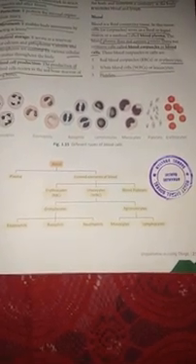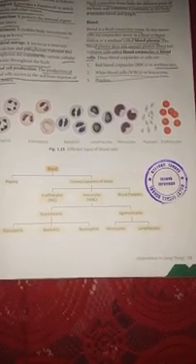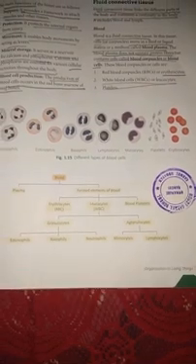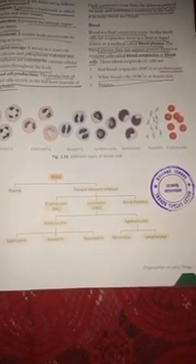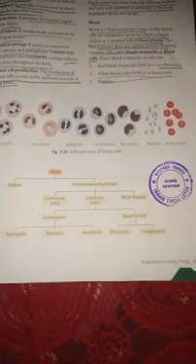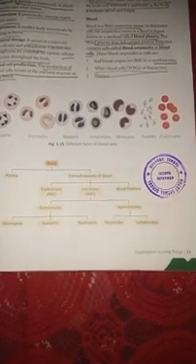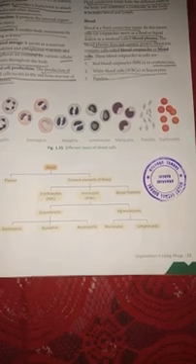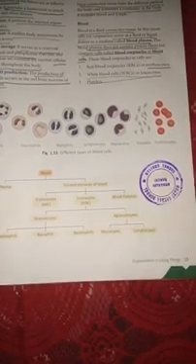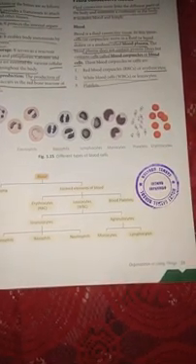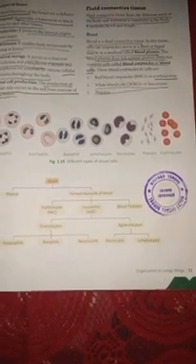Then this leukocyte is divided into two, that is granulocytes and agranulocytes. Then granulocytes are again differentiated into eosinophils, basophils, neutrophils, and agranulocytes are again bifurcated into monocytes and lymphocytes.